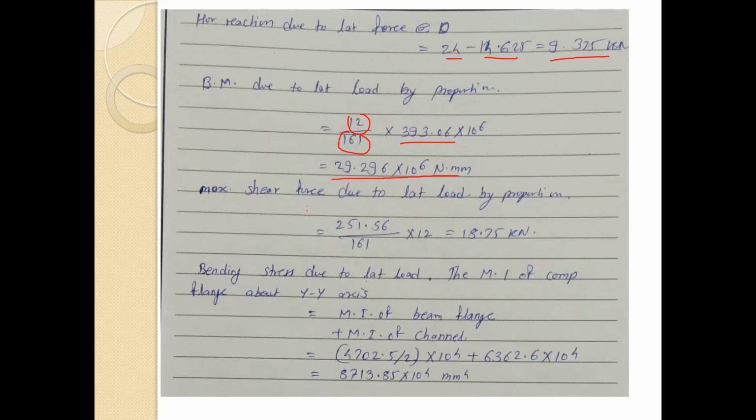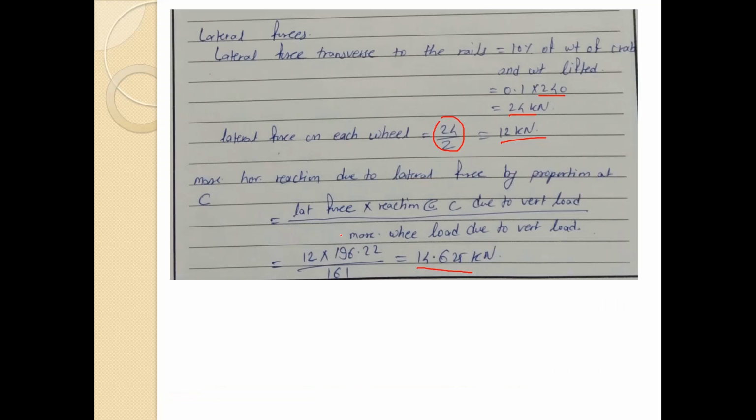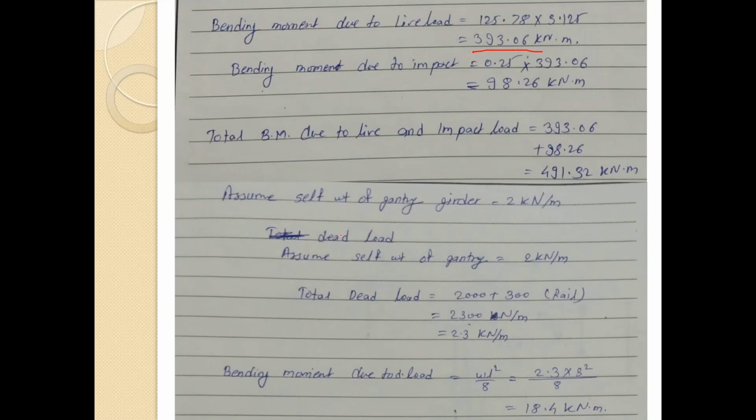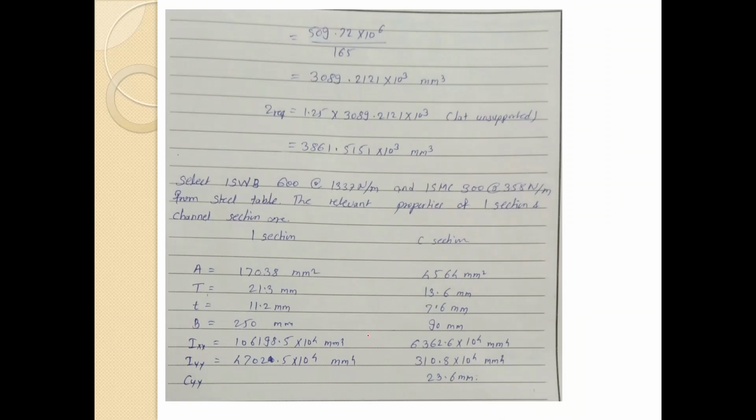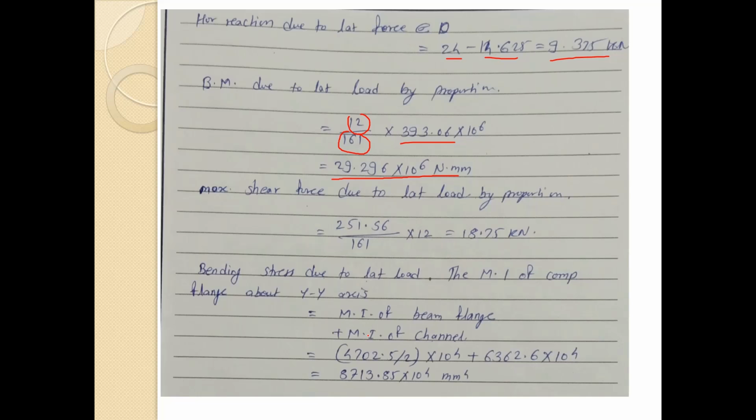So the maximum shear force again due to lateral load by proportion. So this is 251.56. So here we have this maximum shear force, that is 251.56 into 10 raised to 3, divided by wheel load into this 12, that is single wheel load. So you'll get 18.75 kilonewton.